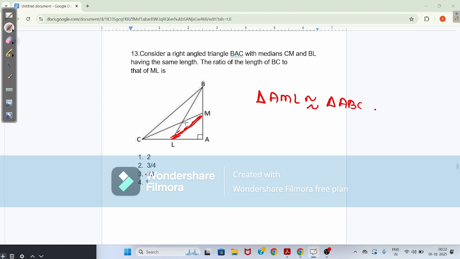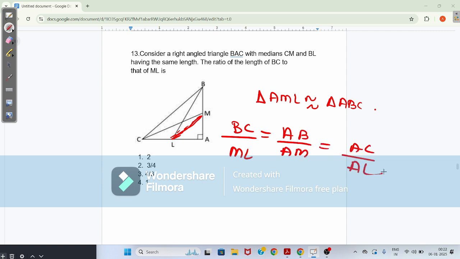When two triangles are similar, their ratios will be equal. The ratios will be BC by ML equals AB by AM, which equals AC by AL. These ratios will be equal. Since a median divides the triangle in the ratio 2:1, this ratio will be 2 by 1, which is the required answer. So 2 is the ratio.